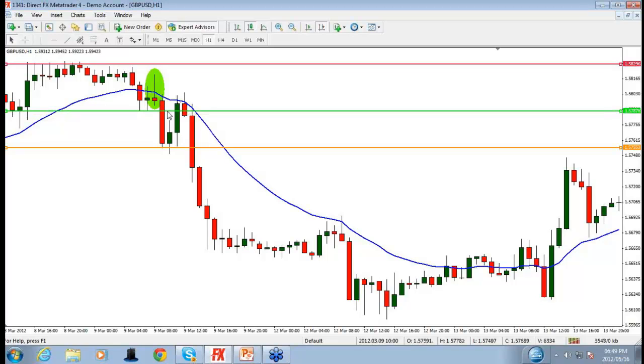And the pending order. So this pending order, you need to put this pending order about 5 pips. I'm just trying to read a question here. About 5 pips underneath the low there.